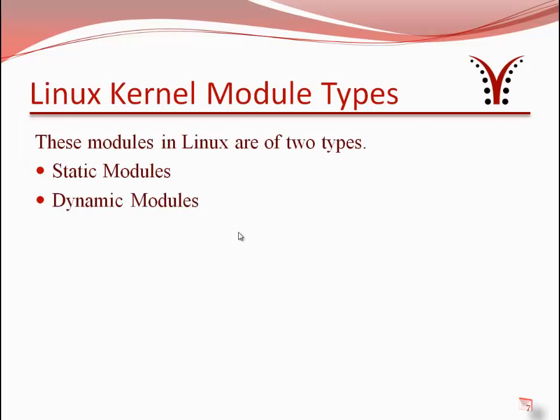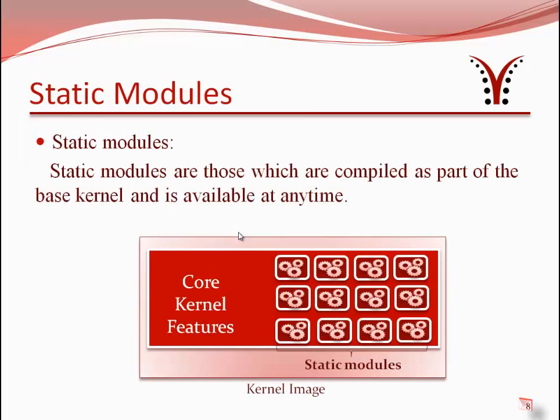Okay. Let's learn about the kernel modules now. There are two types of modules. One is the static module, the other is the dynamic module. What is a static module? Static modules are those which are compiled as a part of the base kernel and are available at any time. From the diagram, you can see that the static modules are part of the kernel image. They are compiled and loaded as a part of the base kernel image.